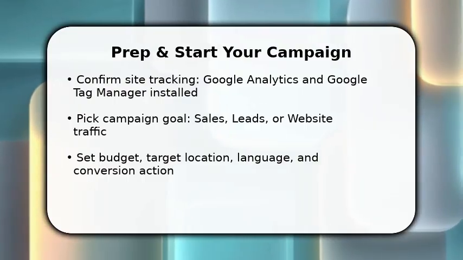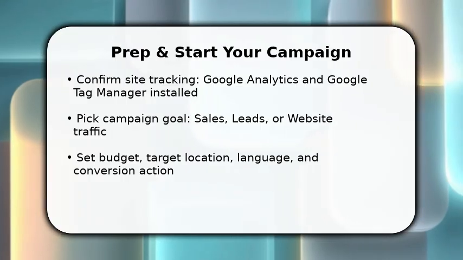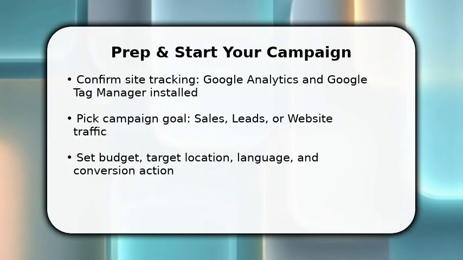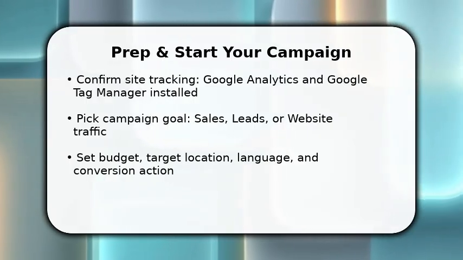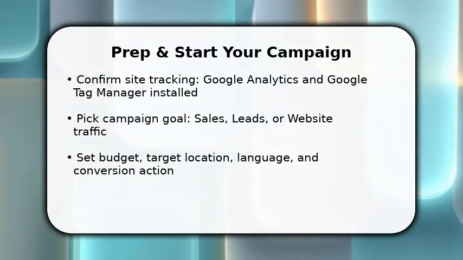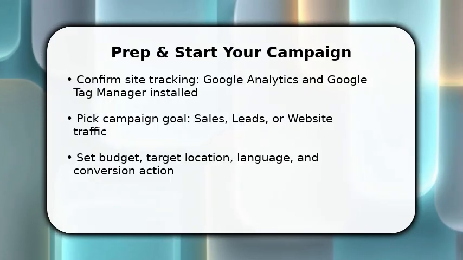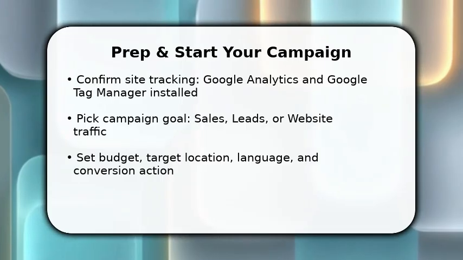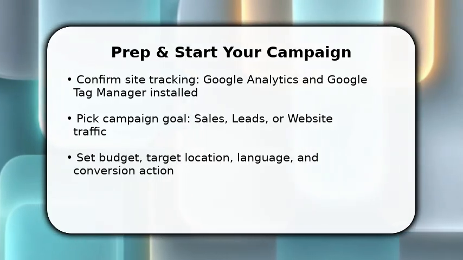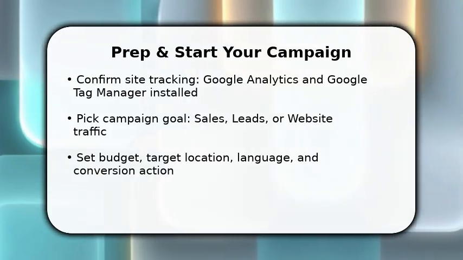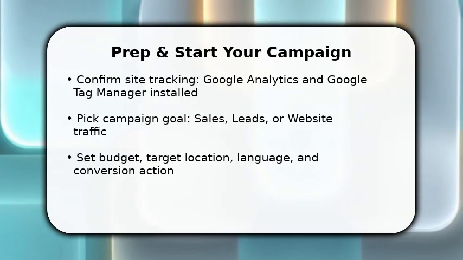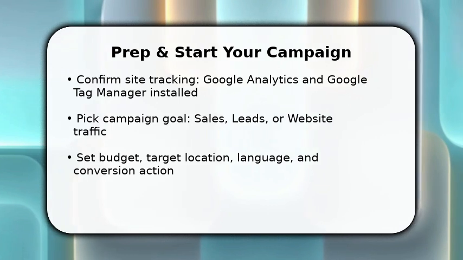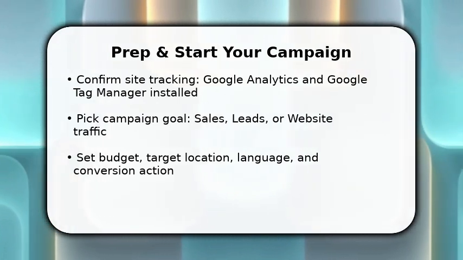You'll begin by verifying essentials so your data is accurate. First, confirm Analytics and Tag Manager are firing. This lets you measure conversions. Once done, choose a campaign goal that matches what you want: sales, leads, or traffic, because Google optimizes differently for each. Then set a realistic daily budget and geographic targeting. These control spend and audience.